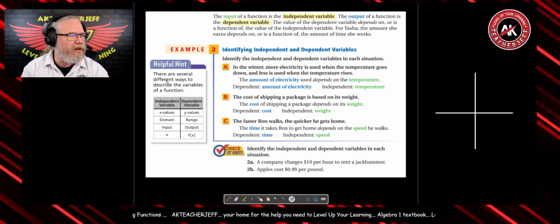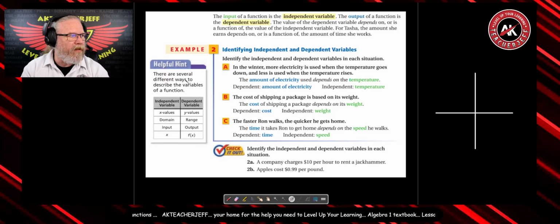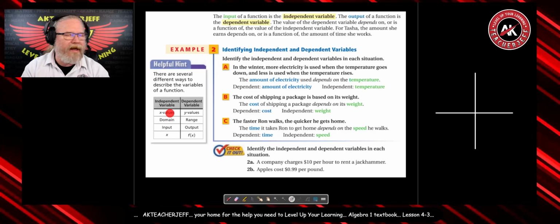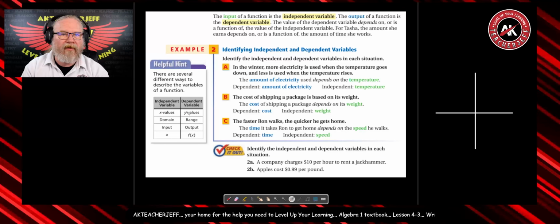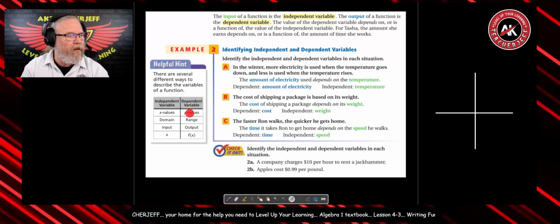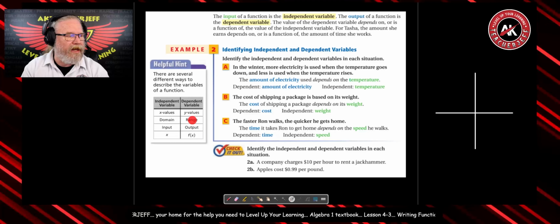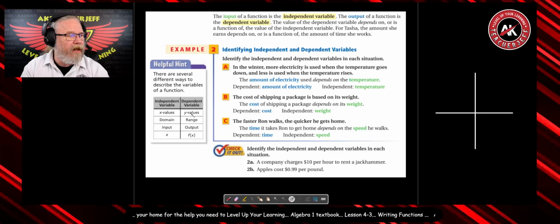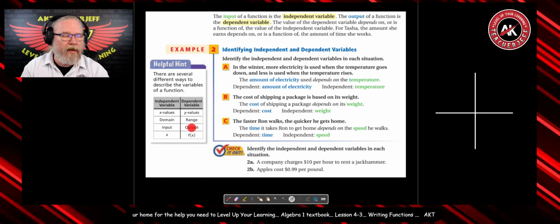There are several different ways to describe the variables of a function. Well, you know about x values and y values. We've also talked about how the x values are also known as the domain. Y values are also known as the range. Also, our x values are the input, and the y values are the output.